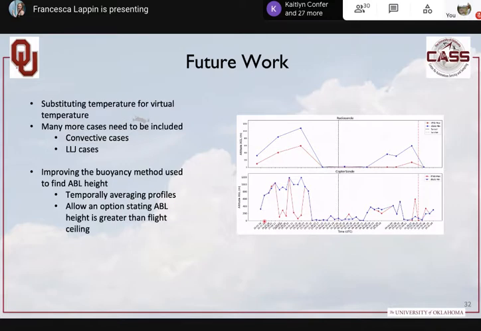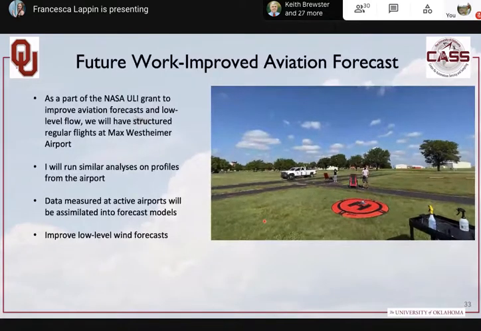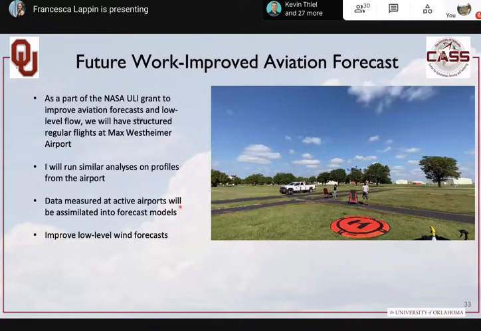What else we're doing at CAS, and for me mostly, we will be doing flights at the airport to eventually assimilate data that we receive in that location to improve low-level wind forecasts and improve the understanding of the boundary layer, which can help aviation forecasts.